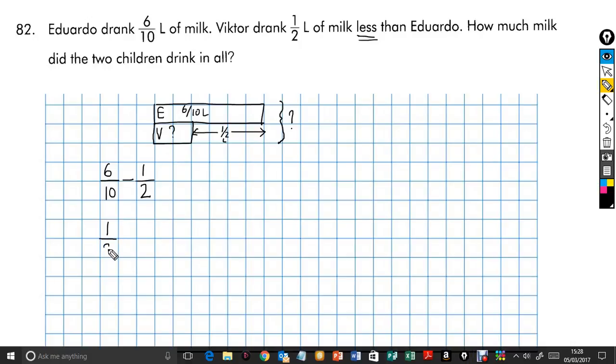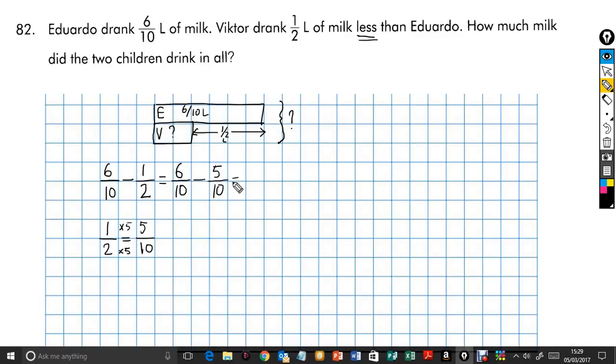Okay, so we've got a half, and I want to know what a half is in tenths. What would I have to multiply 2 by to get 10? Well, that's 5. Whatever I do to the bottom, to the denominator, I have to do to the top, the numerator. So 1 times 5, that's 5. So now I know that 5/10 is equivalent to 1/2. These are equivalent fractions. So I can now rewrite this so that I've got 6/10, subtract 5/10.